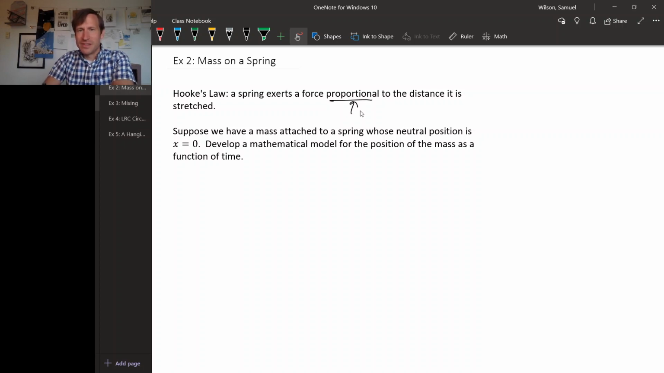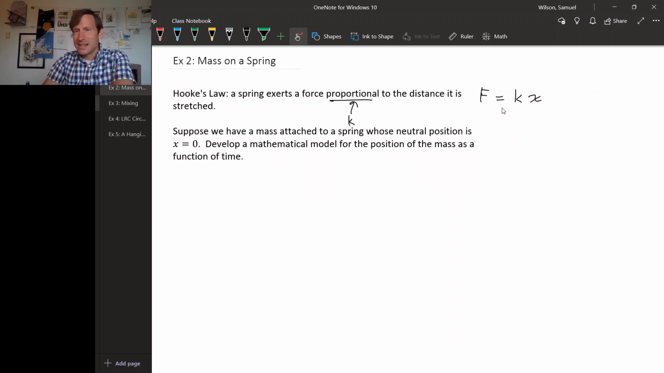Since there's this magic word proportional, that means there's going to be an arbitrary constant involved in this situation. So let's translate Hooke's law into an equation. So the force that you get is proportional to, so it's a constant, times the distance that it's stretched. And we can use x for the distance that it's stretched.